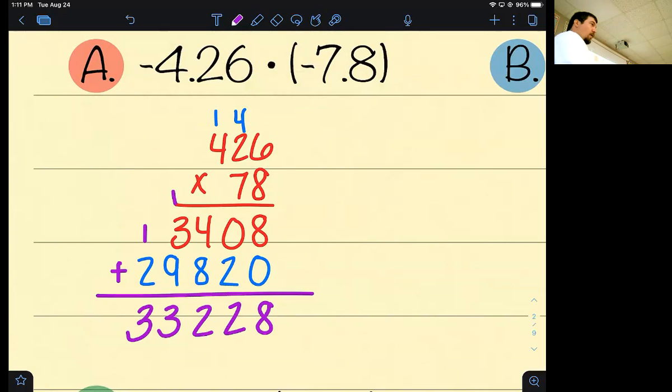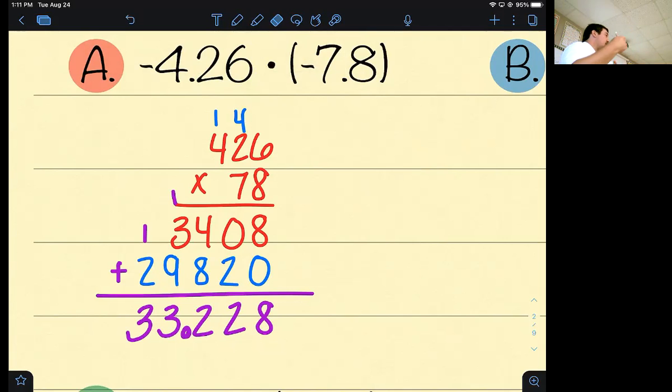Our problem was not 426, it was 4.26 and 7.8. So I count, and this is the same question I just asked Oliver. If you have two decimal places in the first number and one decimal place in the second number, Oliver, how many decimal places is that? Actually, if I start counting on this side of the problem, I should count over 3 spots, 1, 2, 3, and put my decimal place right there. So I have 3 decimal places. So it's actually not 33,000, it's just 33.228. That's all you did last year.